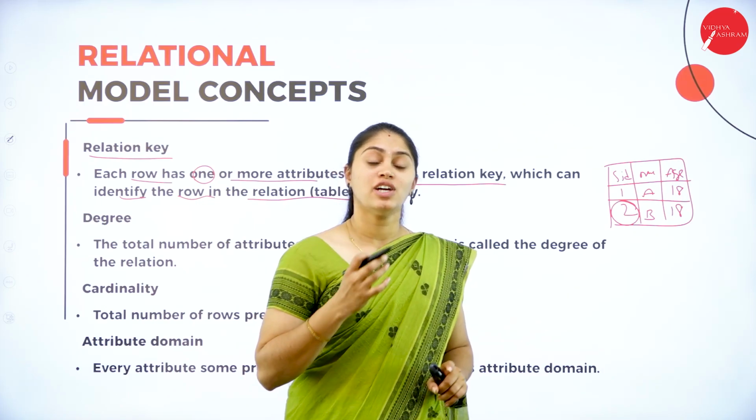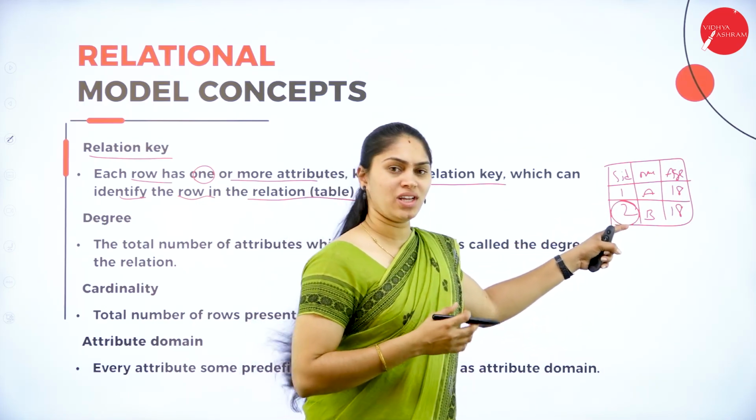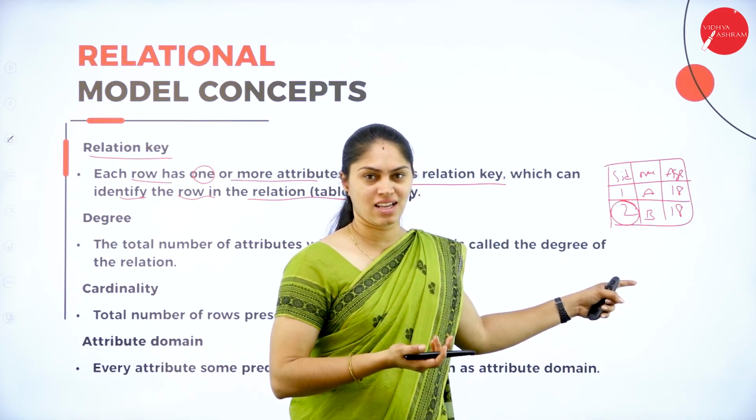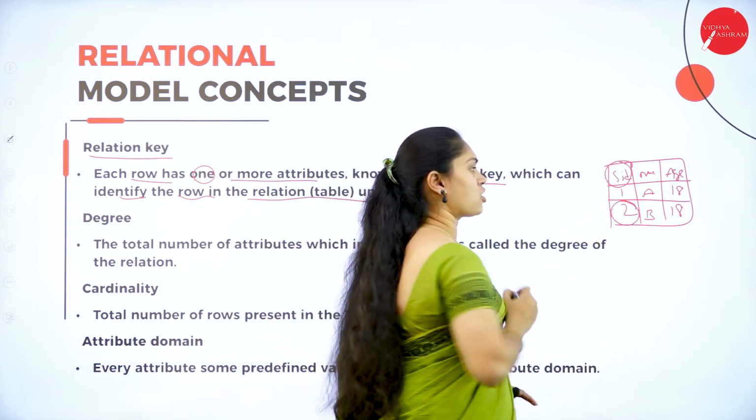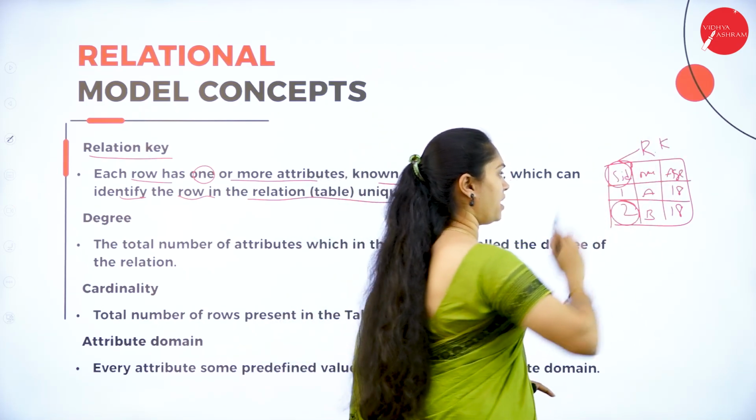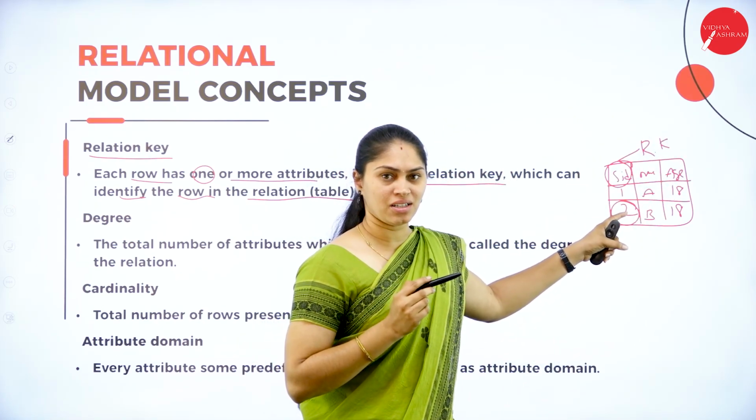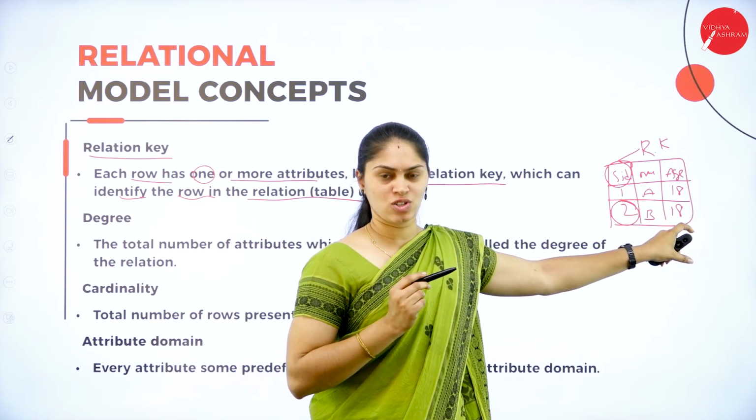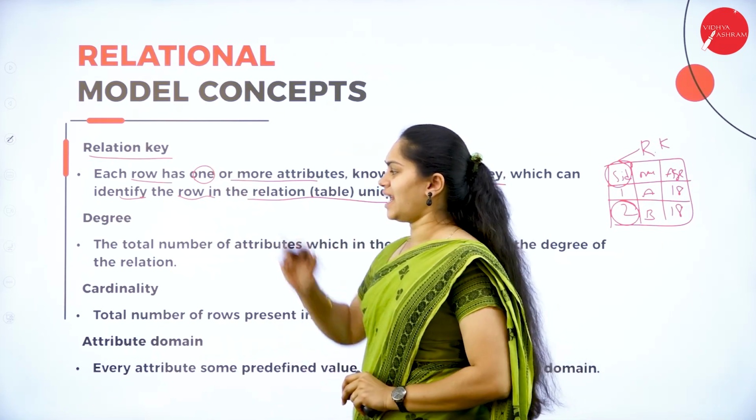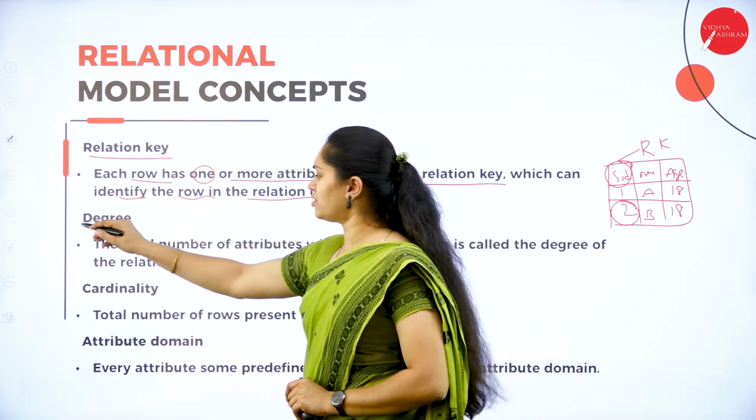Why? Because student ID is going to be unique for each student. There we can't have a duplication or redundancy. So I am going to take this column student ID as a relational key. That means with the help of this attribute, I am finding the uniqueness of the tuples in a relation. Then we call that as what? Relation key here. Then what about this degree?